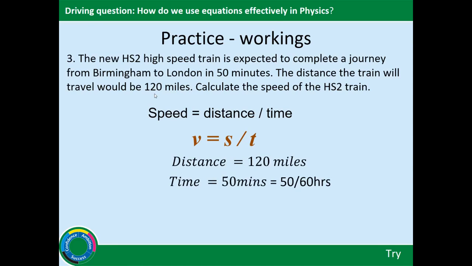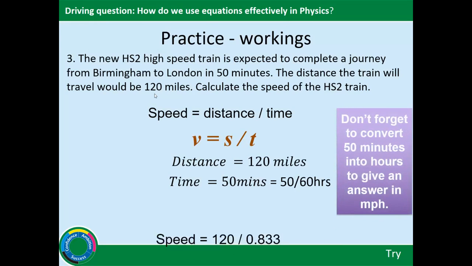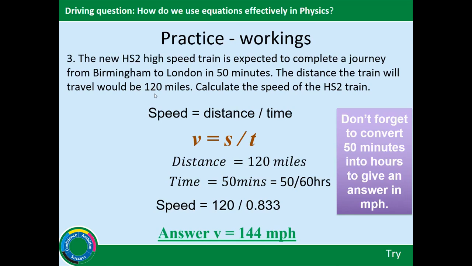However, it's nice to work in another standard unit, which is miles per hour. So we have to convert 50 minutes to hours by dividing by 60, because 60 minutes make 1 hour. So we divide by 60. And hence, we get 0.833 hours as our time. So the speed is 120 miles divided by 0.833 hours, and the answer is 144 miles per hour. That is quite fast.